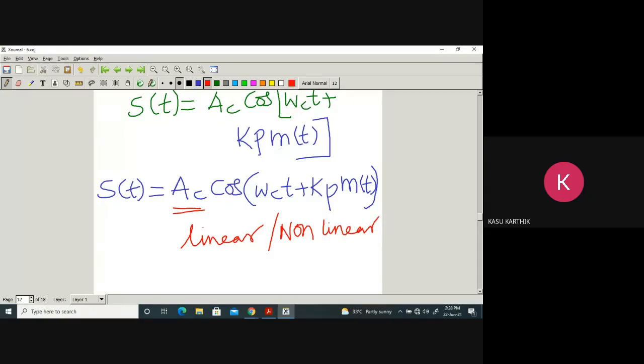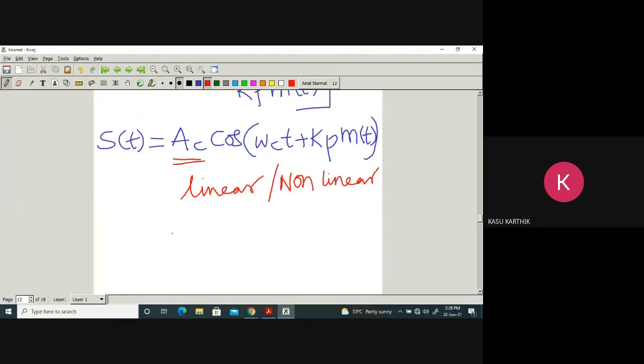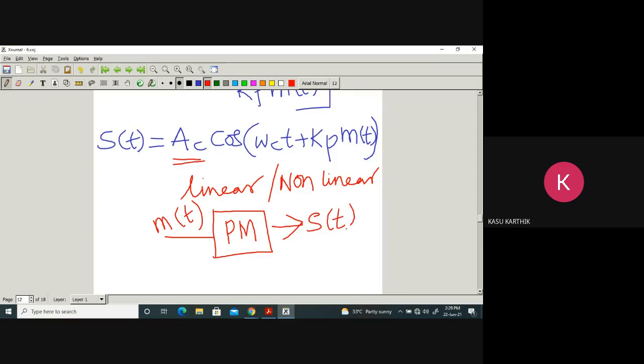Is it linear or non-linear? How to check this? You take it as a system. It is a system: phase modulation. Input is m of t, and output is s of t. Is it a linear system or a non-linear system? You will tell the answer.